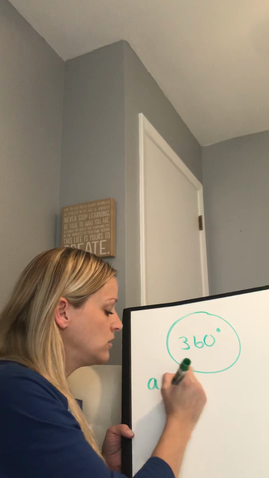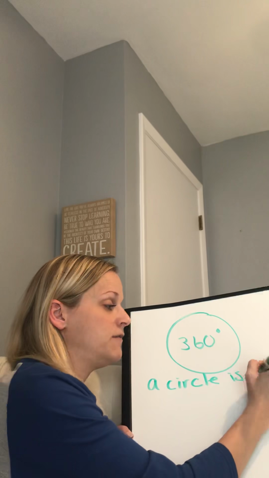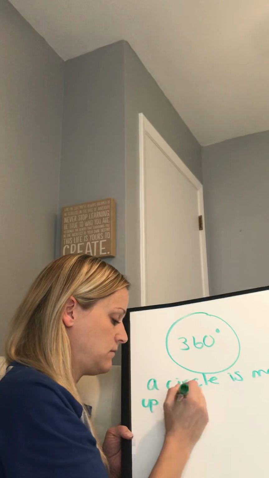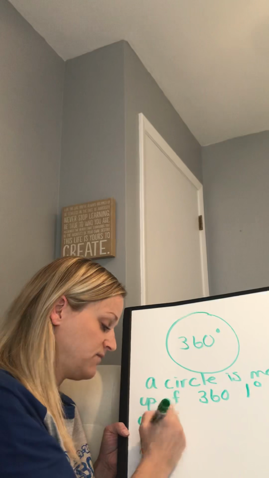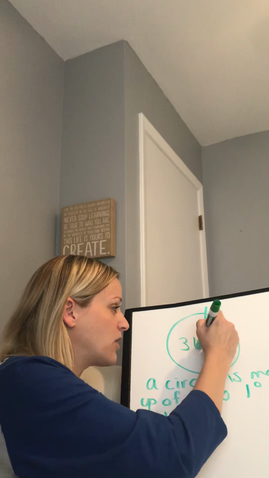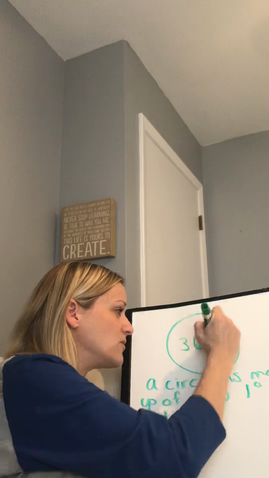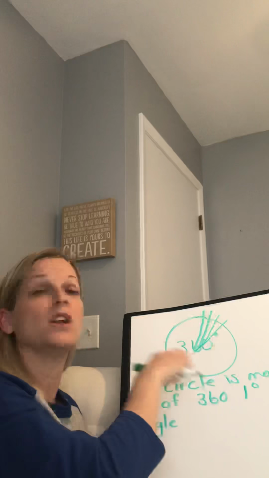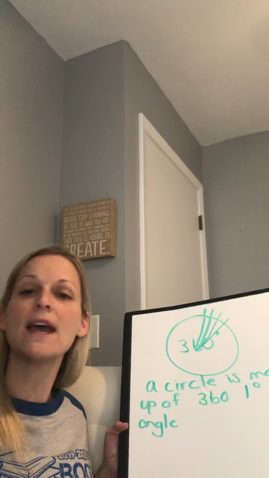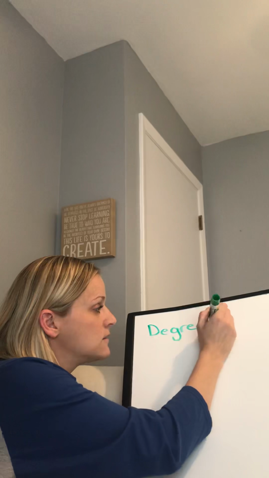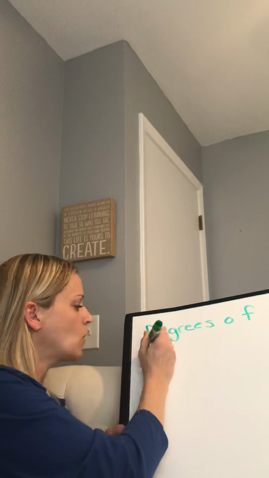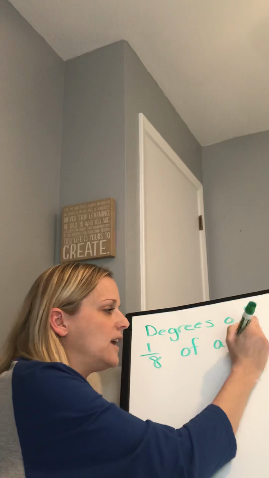So a circle is made up of 360 1-degree angles. So if I was to draw angles in here, there would be 360 1-degree angles that would make up a 360-degree circle, okay? So sometimes what we have is, if I want to find the degree of 1/8 of a circle.